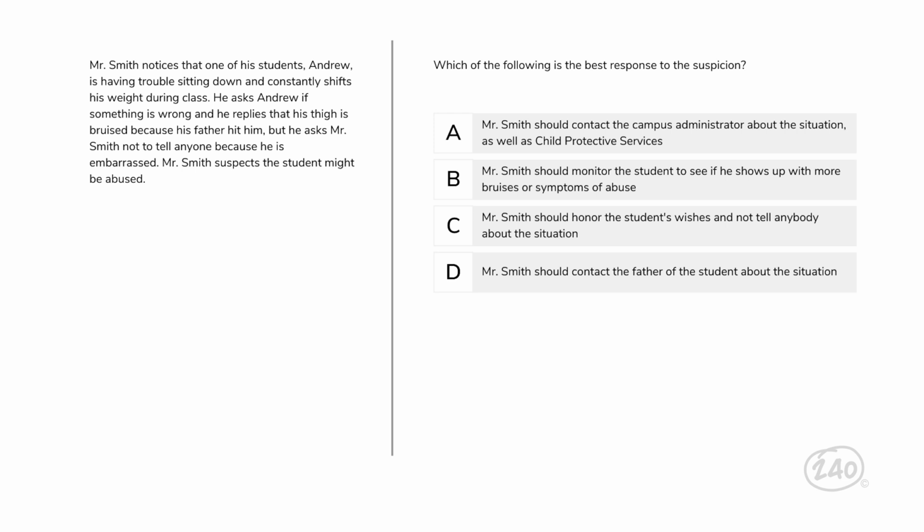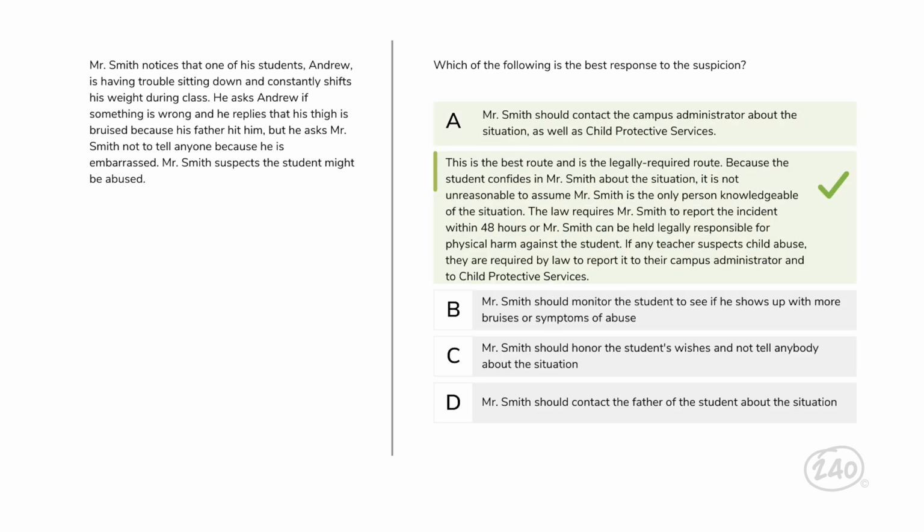A. Mr. Smith should contact the campus administrator about the situation, as well as Child Protective Services. B. Mr. Smith should monitor the student to see if he shows up with more bruises or symptoms of abuse. C. Mr. Smith should honor the student's wishes and not tell anybody about the situation. Or D. Mr. Smith should contact the father of the student about the situation. Situations like this can be tricky, but the best answer is always A. This is the best route and is the legally required route.